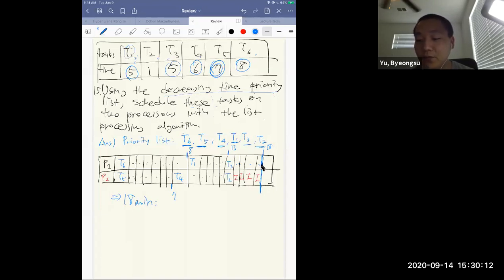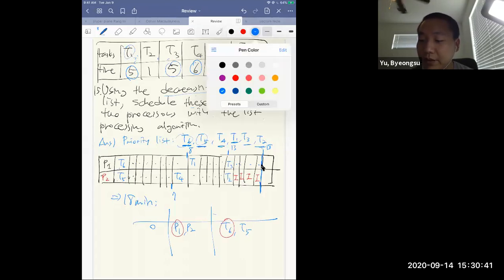So T2 goes last. You need to write down the priority list. Then you can make a schedule. First of all, T6 and T5 will be done by P1 and P2. At time 0, P1 and P2 are available, so you can put T6 on P1 and T5 on P2, right? Okay.